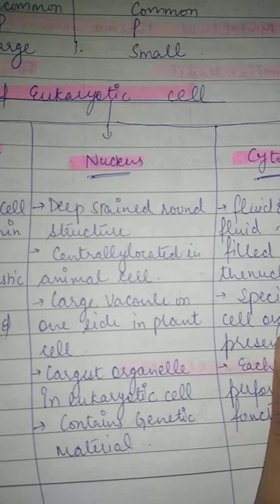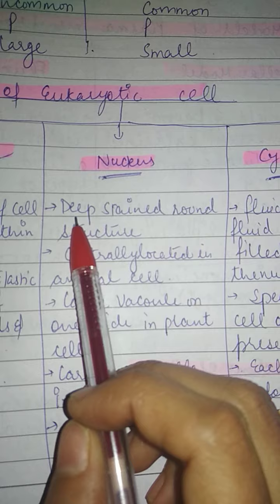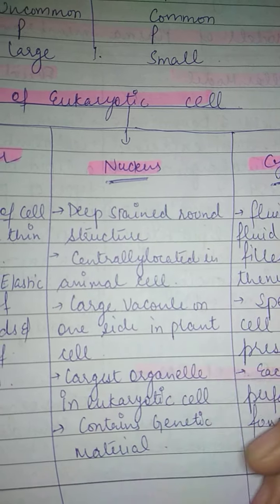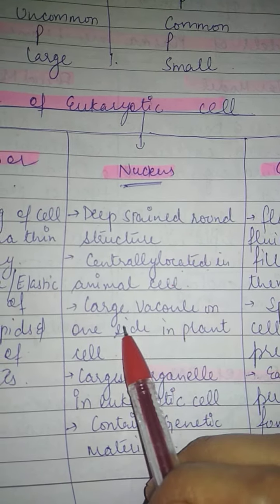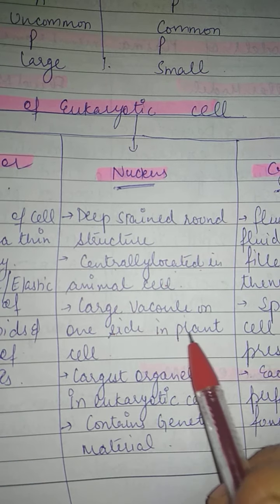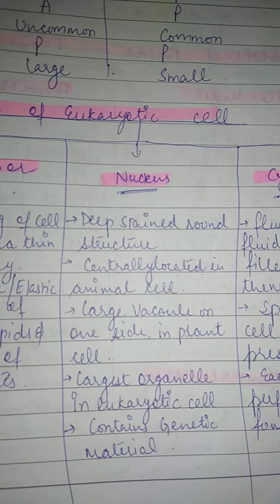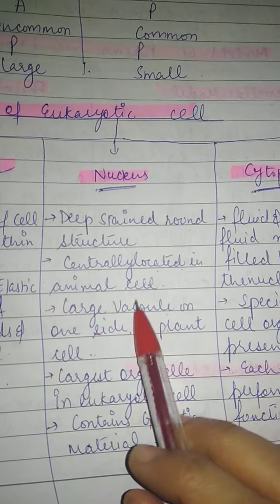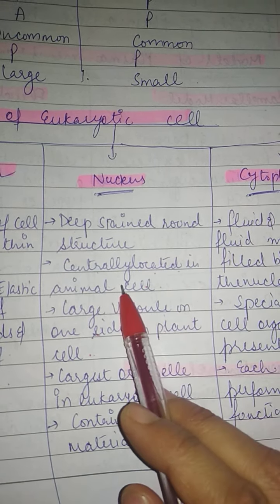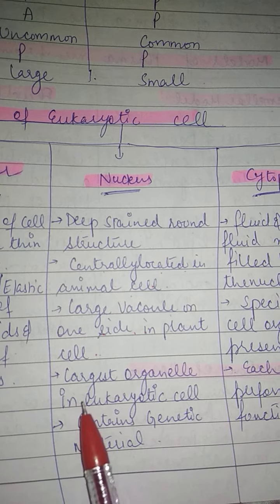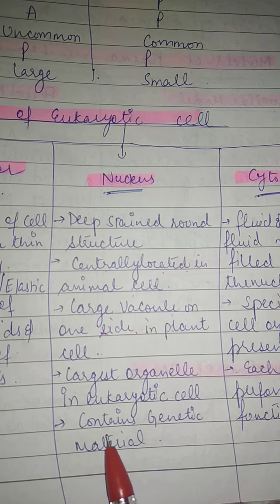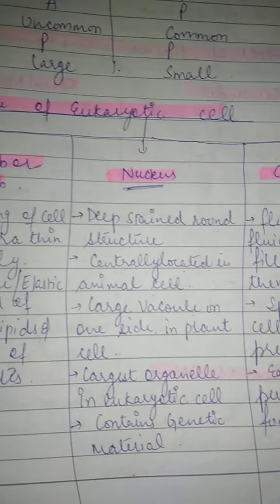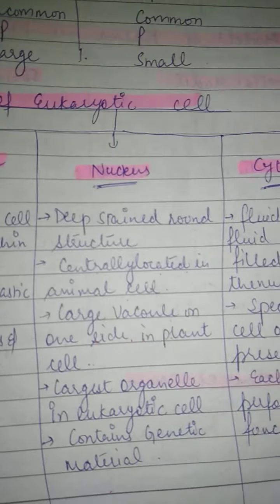Second part is the nucleus. The nucleus is a deeply stained round structure, centrally located in animal cells, with a large vacuole on one side in plant cells. In the case of the plant cell, we have already seen one large vacuole is present on one side, and here is a centrally located structure. It's the largest organelle in the eukaryotic cell, and it contains genetic material. Genetic material is stored in the chromosomes.